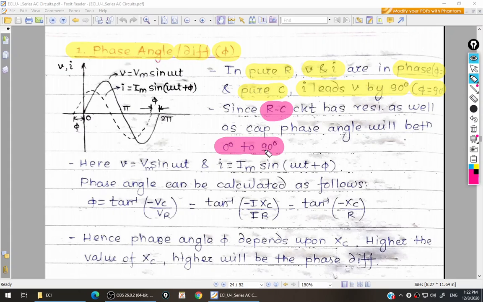Okay. Now what is the standard equation for voltage? V is equal to Vm sine of omega t. Okay. But in this RC circuit, current is leading. Okay. So you have to indicate that phase difference also. So your equation of current will change. Now what is your equation of current? I is equal to Im sine of (omega t plus phi).